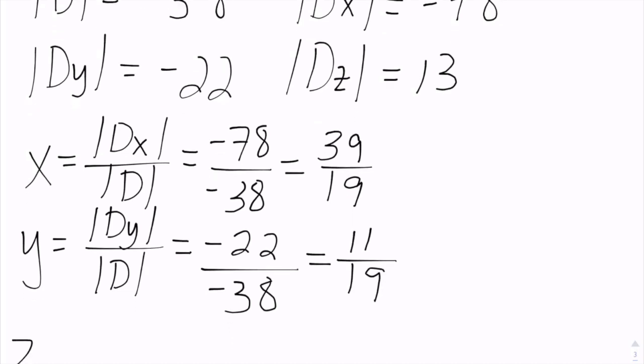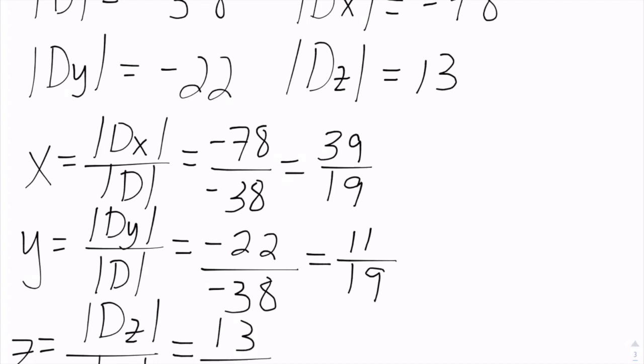And then we can find z by doing the determinant of D sub z over the determinant of D. And that's going to be 13 over negative 38. And that cannot be simplified. So then we can write our final answer as a coordinate point. And so we would have x first, then y, and then z.